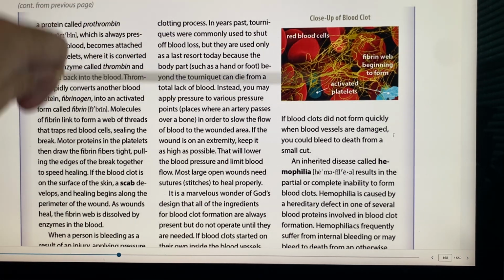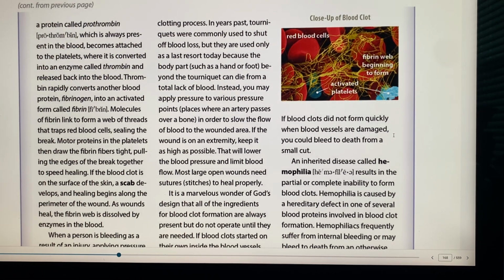And that would activate the fibrin and everything and help in the process of stopping the blood, stopping the bleeding.